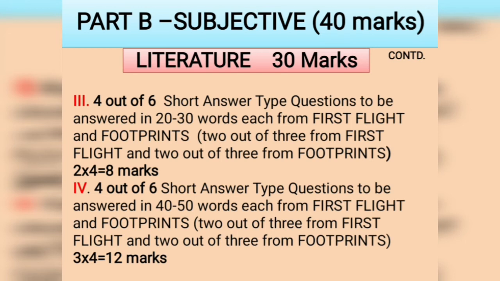Question number 4. In a very similar pattern, once again, you have questions both from First Flight and Footprints. 3 questions for First Flight wherein you will answer any 2. Again, 3 questions for the Footprints book wherein you will answer any 2. It's very important for you to note here that the word limit of the 3 mark question is 40 to 50 words. So altogether you are appearing for 4 questions out of 6. Being 3 mark questions, it will cover up for your 12 marks.